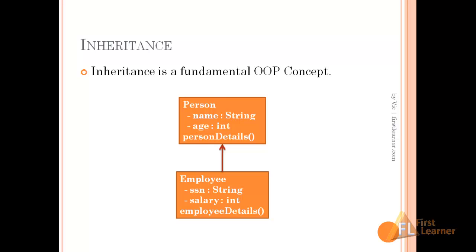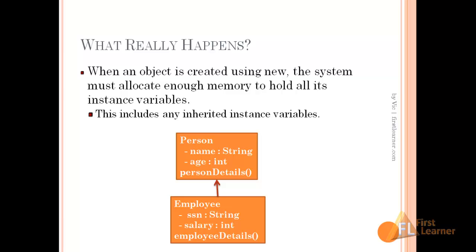So now let's see how inheritance really works, what really happens. When an object is created, Java allocates some memory for the instance variables associated with the object. Now the instance variables associated with the employee class after inheriting the person class are not only the SSN and salary, but also the name and age. So if we instantiate the employee class, it will need to allocate memory for SSN, salary, name, and age, and also the methods associated with both of the classes.